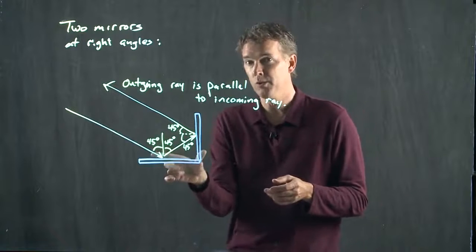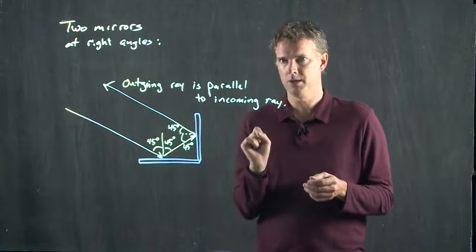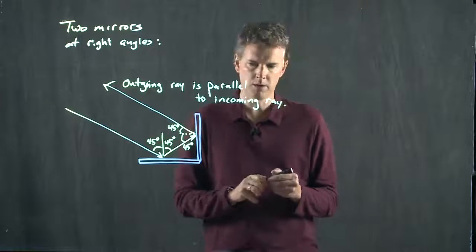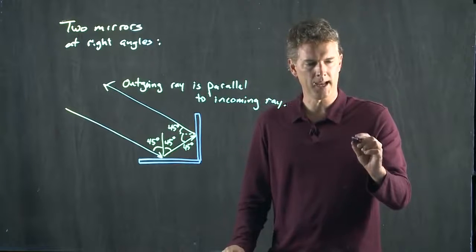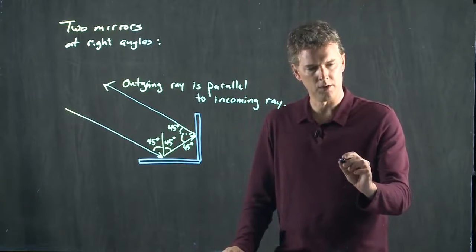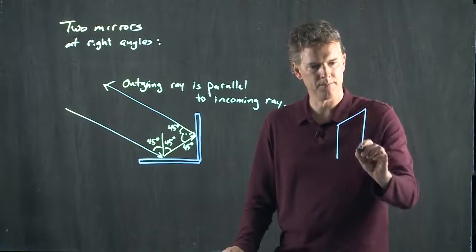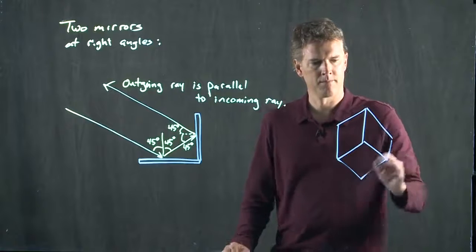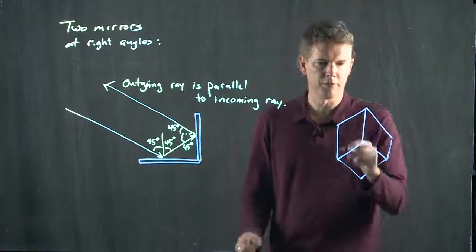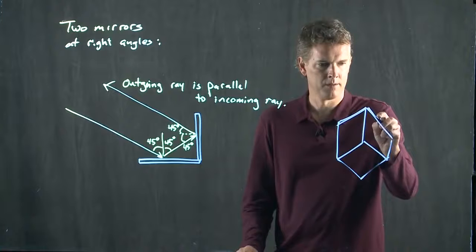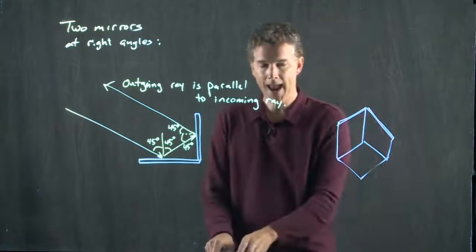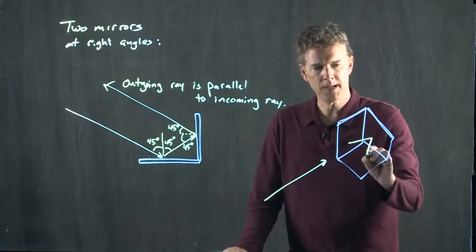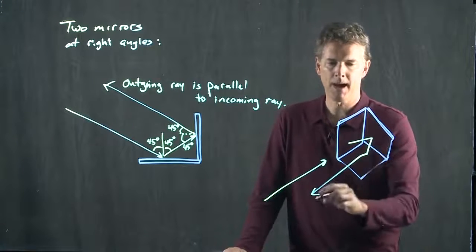Let's say we didn't just do this in 2 dimensions. Let's say we did it in 3 dimensions. If you do it in 3 dimensions, it's called a corner cube, and let's see if we can draw it out. Okay, these are the mirror surfaces. And now any incoming ray will bounce 3 times and come out parallel.